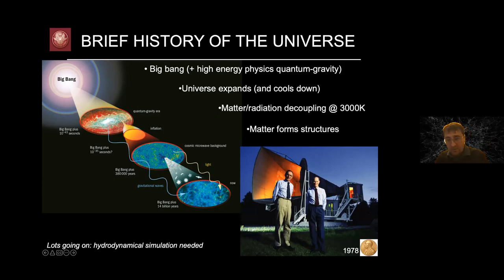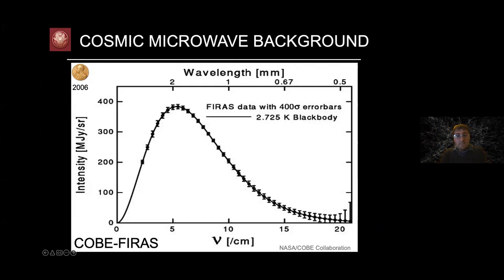As you all know, the cosmic microwave background radiation was discovered in 1965 by Penzias and Wilson, who were granted the Nobel Prize in 1978. So how is the cosmic microwave background? Well, we all know that the CMB is a perfect black body. This was a very beautiful measurement made by the FIRAS experiment on board the COBE satellite in the 90s. In 2006, John Mather and George Smoot got the Nobel Prize in Physics for this beautiful discovery and for the first discovery of the anisotropies of the cosmic microwave background.